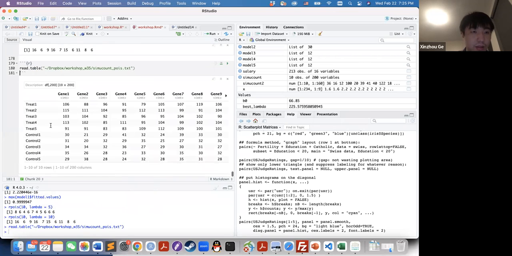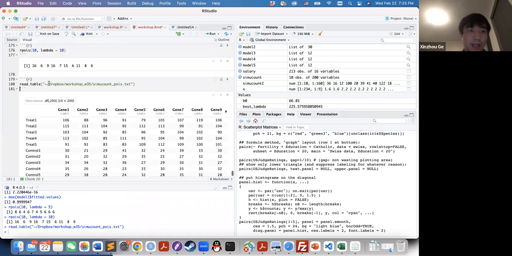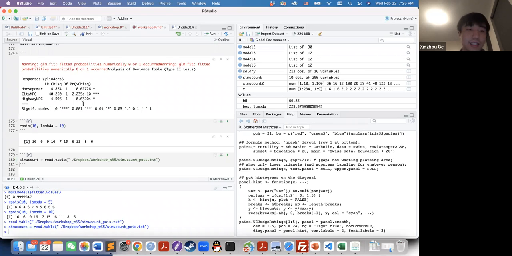Okay. So we can see that this is a count matrix, and I want to use this matrix to mimic the real gene expression matrix. Here we only have 200 genes, and we name it simu count. I generated this data set from simulation, so it is not a real data set.